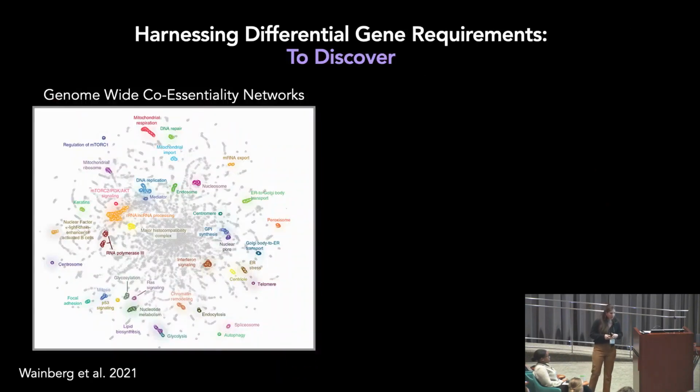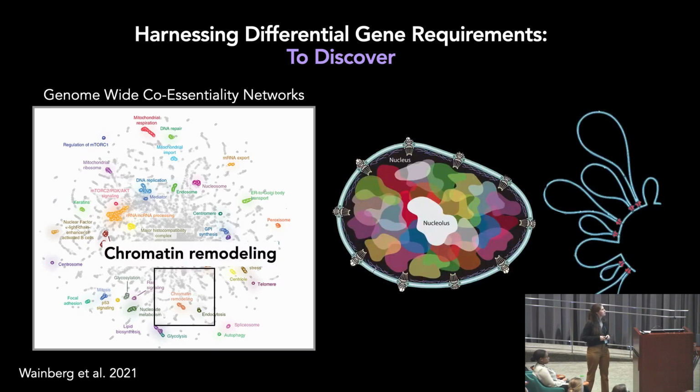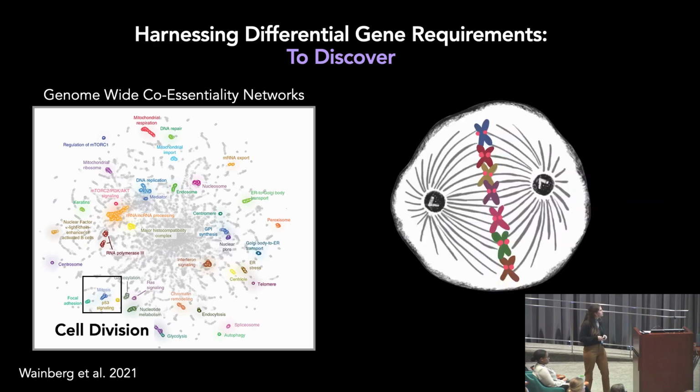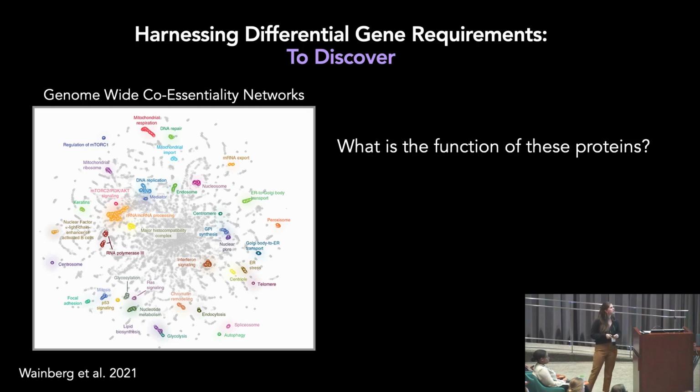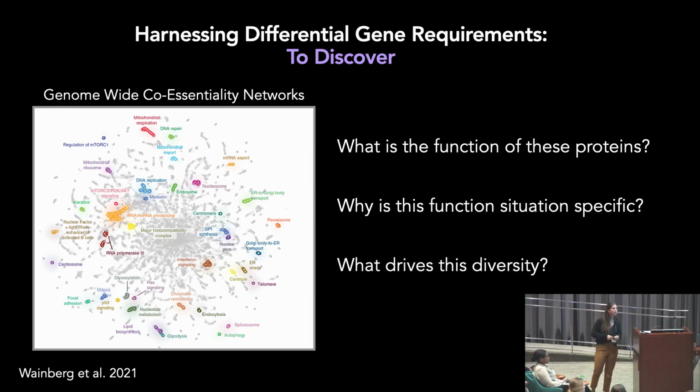But I think even more broadly, I'm really excited about continuing to use this approach to identify new players in my favorite pathways, but also what you might be interested in for your pathways. Using this to identify more chromatin remodeling proteins, but also new players in cell division, because we still don't know what a fifth of our proteome does. This is a really great way to start assigning potential functions. Once I identify those proteins to follow up on, my lab will ask, what is the function of these proteins? Why is this function situation specific? And importantly, what's driving this diversity?